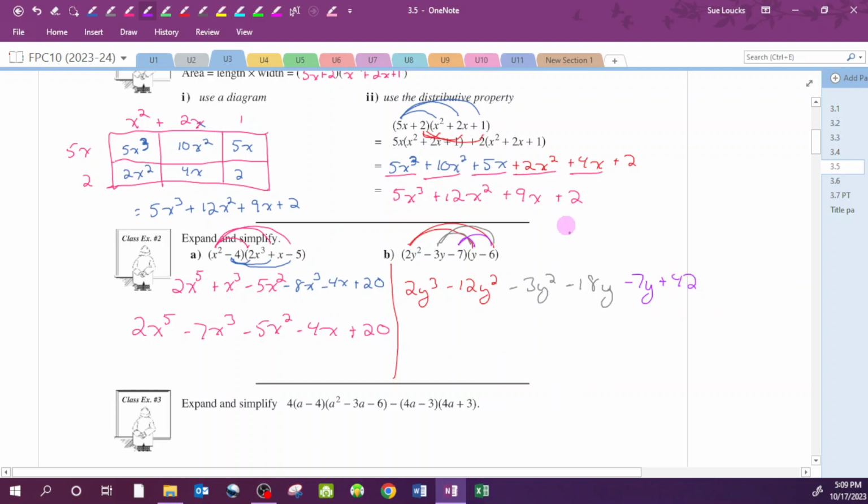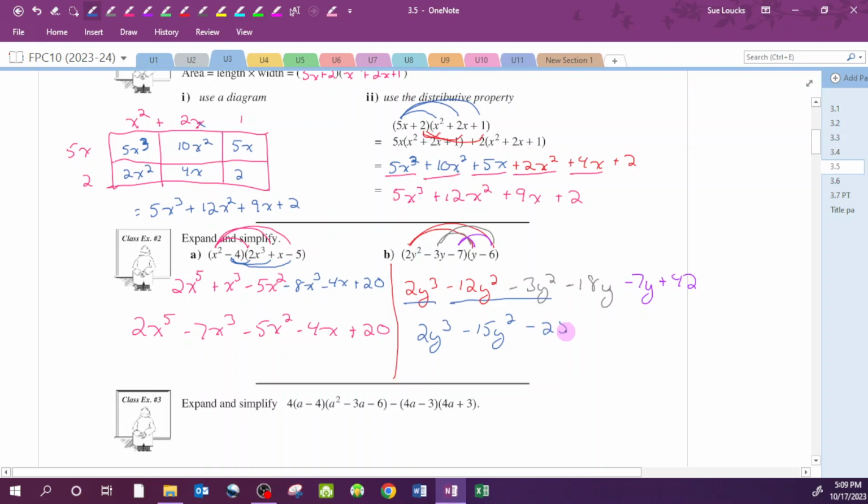And then the negative 7 times both is negative 7y and plus 42. And now I got to collect my like terms. So I've got 2y cubed and minus 15y squared and minus 20.